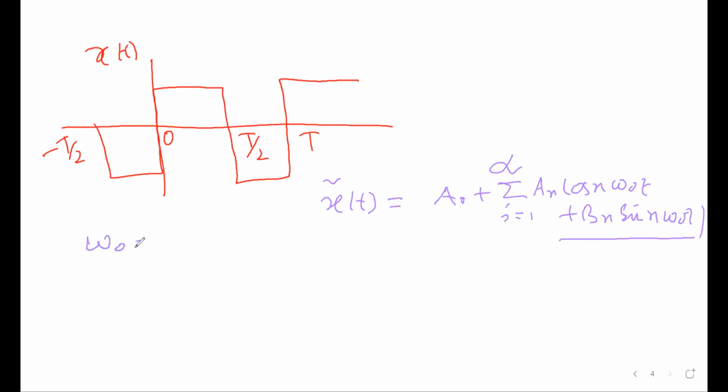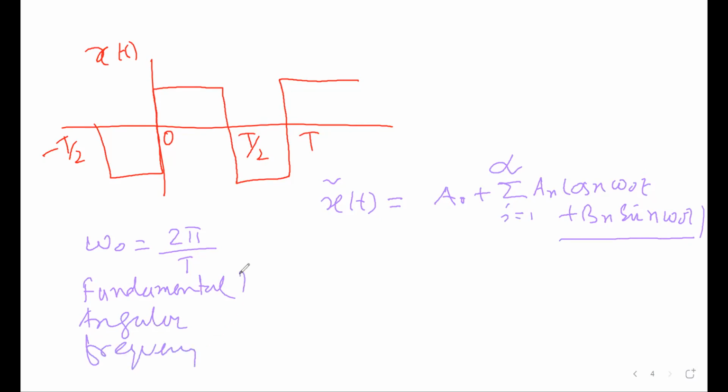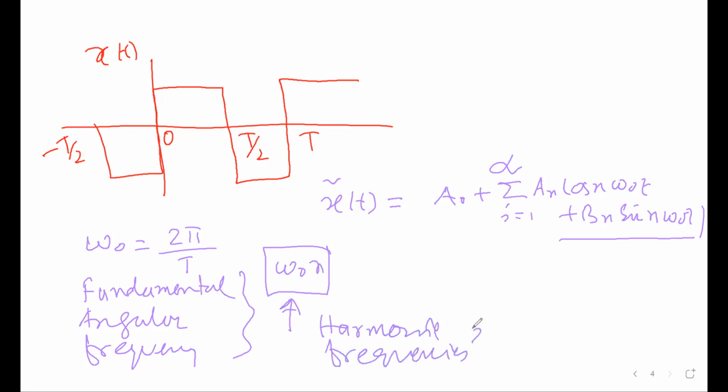Wherein omega 0 is called the fundamental frequency that can be obtained from the original periodic wave. This is called fundamental angular frequency. Isn't it? Yes, sir. All other frequencies will be the integer multiple of the fundamental frequency. Those are called harmonic frequencies. Now, what are the unknowns actually to be determined? Are not those things an and bn? An and bn.